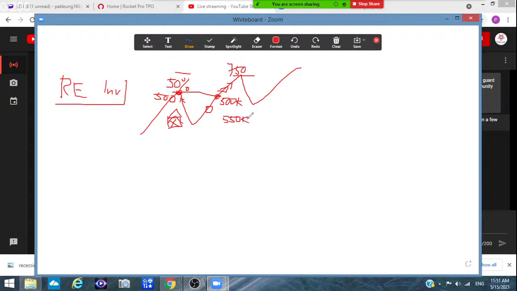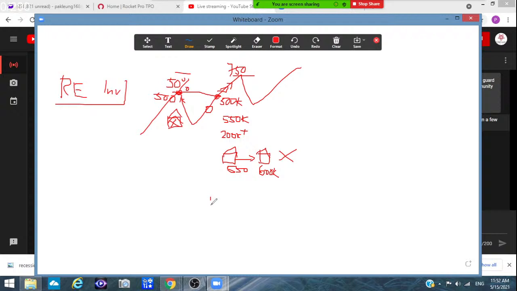Now, since you have 200K plus in this property, let's say that's what you have. Do not just buy one and change it to another one. Let's say it's 550. You buy another one for 600K. Do not do that.